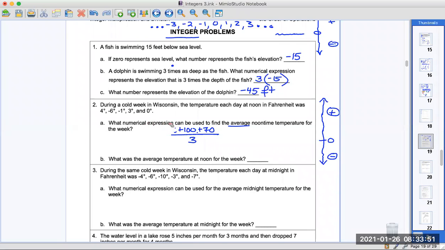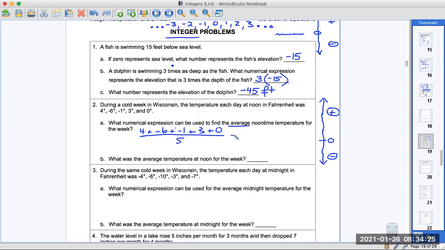Now we have temperatures. We want to find the average temperature. So that's the same thing. We're just going to add these numbers up here and then divide by how many numbers there are. Okay, so 4 plus -6 plus -1 plus 3 plus 0. And how many numbers are there? 5. 1, 2, 3, 4, 5.